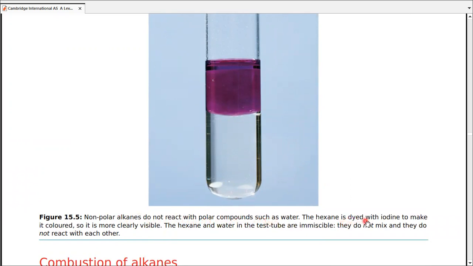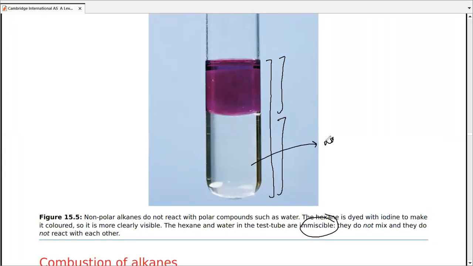The hexane is dyed with iodine to make it colored, so it's more clearly visible. The hexane and the water in the test tube are immiscible, and as soon as I say the word immiscible, you should understand that these two are actually separated into two separate layers since they're immiscible.